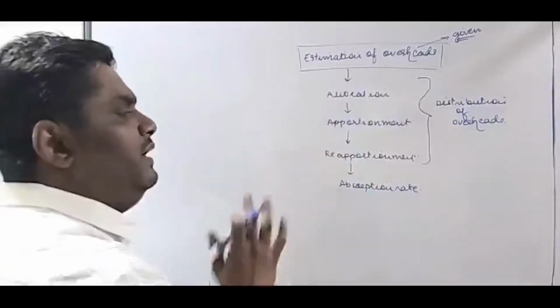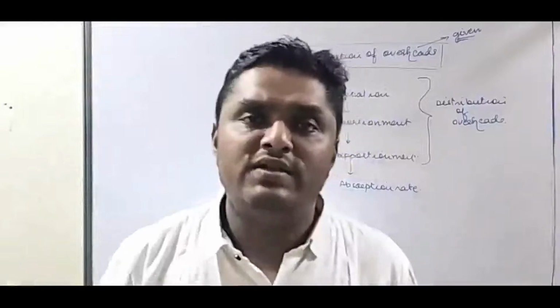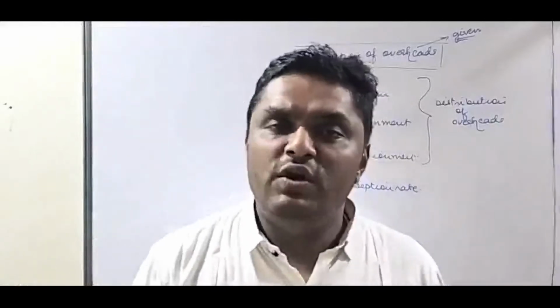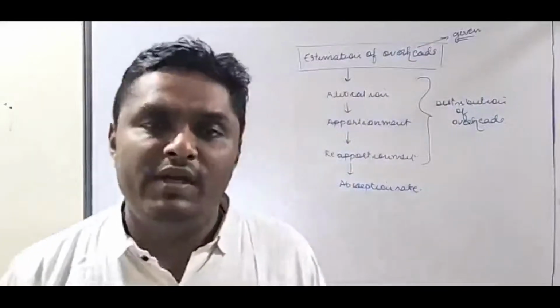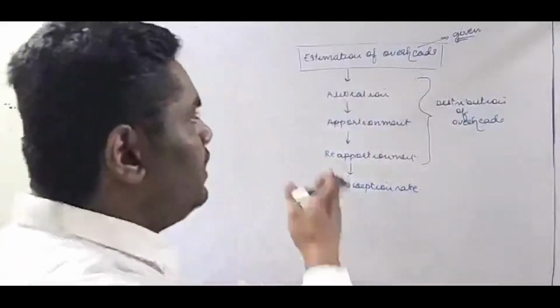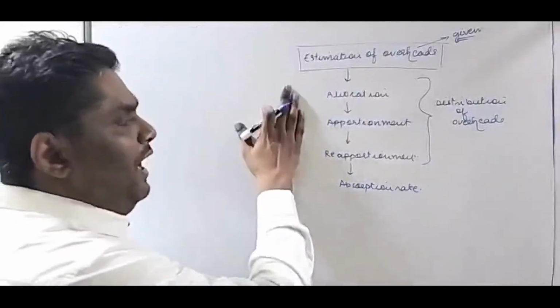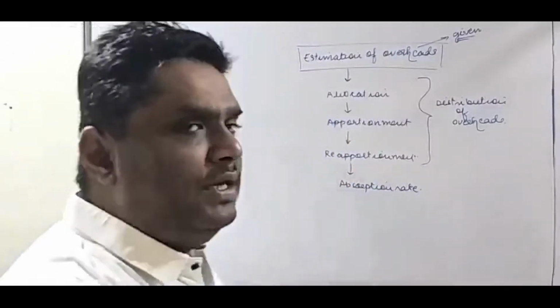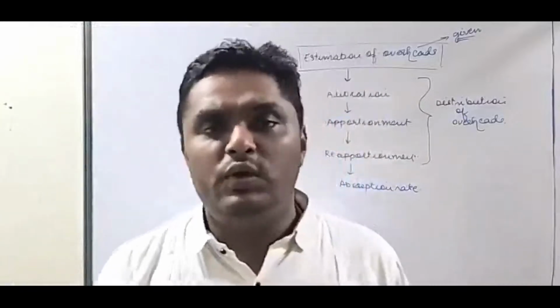Allocation, apportionment, and reapportionment are the three parts of distribution of overheads. So the first one is estimation of overhead. This information will always be given in the question, that is, what all are the estimated overheads. Thereafter, either we allocate or apportion. After allocation or apportionment, we do reapportionment. We reapportion the overheads of the service department to the production department.